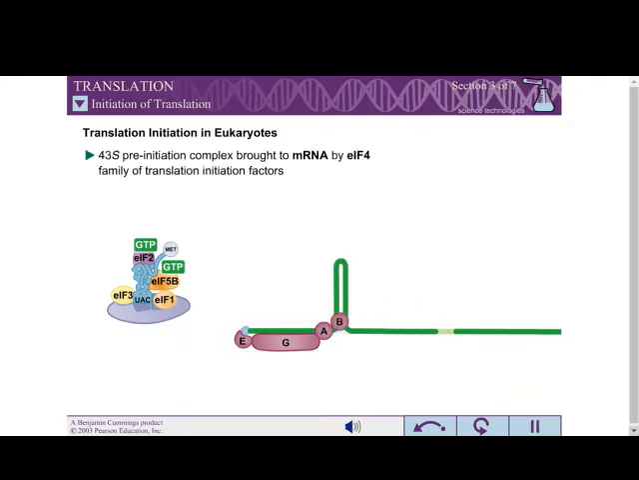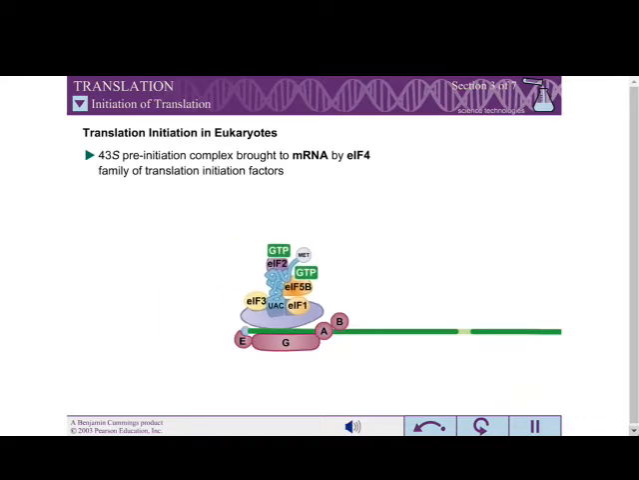Next, EIF4B binds to the EIF4F complex and activates a helicase activity. This unwinds any secondary structure in the mRNA. The 43S pre-initiation complex can now bind to the mRNA through the interaction of EIF3 and EIF4F.